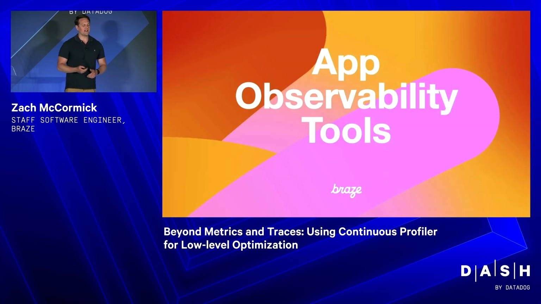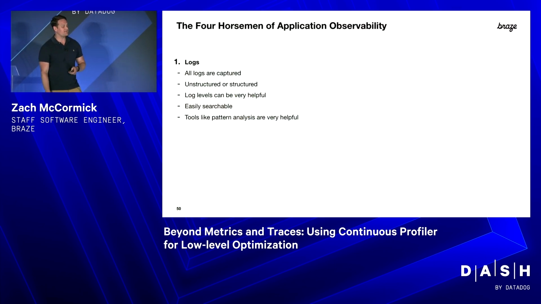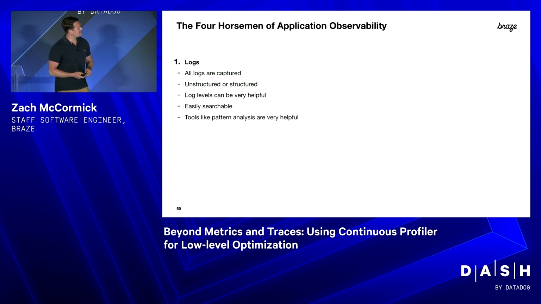So with that, I'd like to talk about app observability tools and how to find these sorts of things, the ways you use these tools, and where profiles can fit in an overall landscape of how to use them. So I gave these the fun name, the four horsemen of application observability. And so I always start with logs.